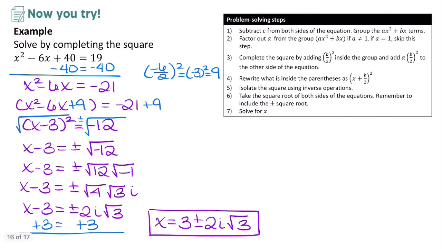So here we're going to go ahead and start off by moving that 40 to the other side of the equation. So that gives us x squared minus 6x equals negative 21. Then we can complete the square by adding 9 to both sides. So that gives us (x minus 3) squared equals negative 12.